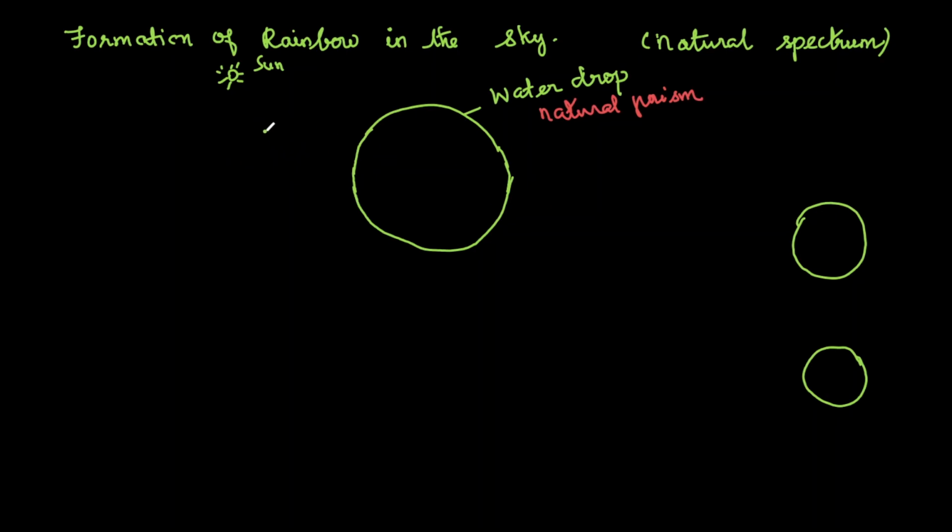We can see that the light is falling on the raindrop. It is split into colors. When light enters the raindrop, it bends towards the normal. The red light bends like this, and the blue light bends like this. It is getting refracted. After the refraction, it is reflected internally, like this.